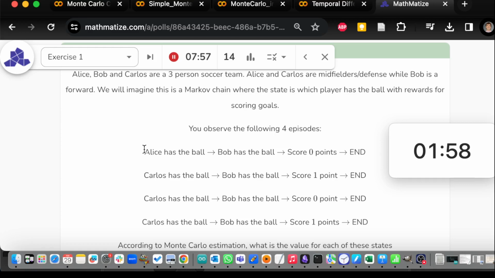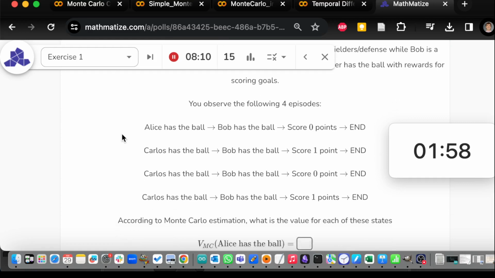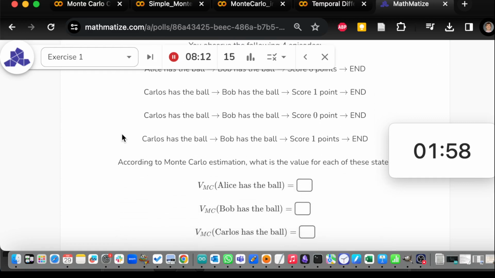Okay, so we see these 4 things happen. First, Alice passes to Bob, and then they don't score. Carlos passes to Bob, and sometimes they score, and sometimes they don't score. The first thing that I asked you to do, which has absolutely no ambiguity in it, is exactly to apply the Monte Carlo algorithms that we have been doing before.